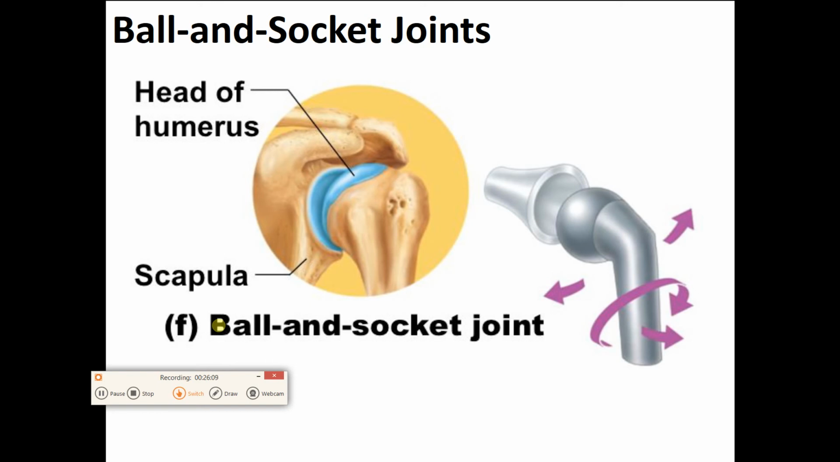So the hip joint, the shoulder joint, there we go, are going to be ball and socket joints. A lot of mobility there. Not as much stability, but a lot of mobility.